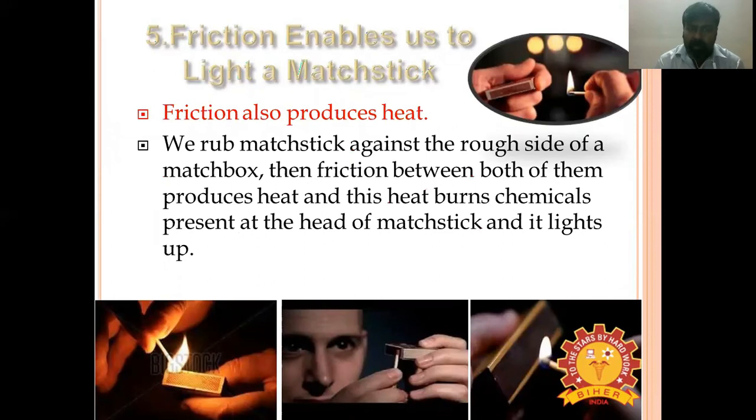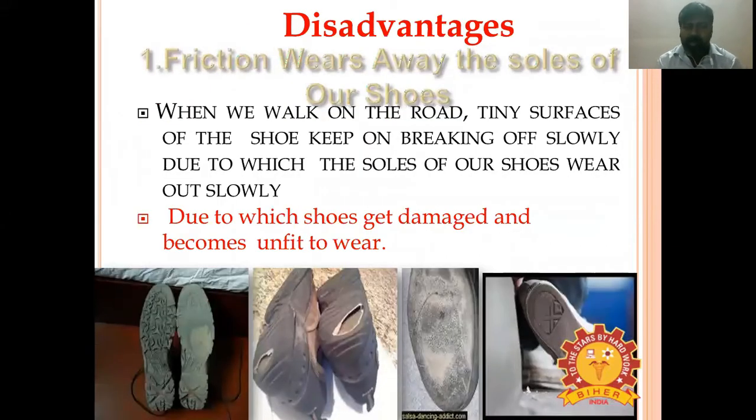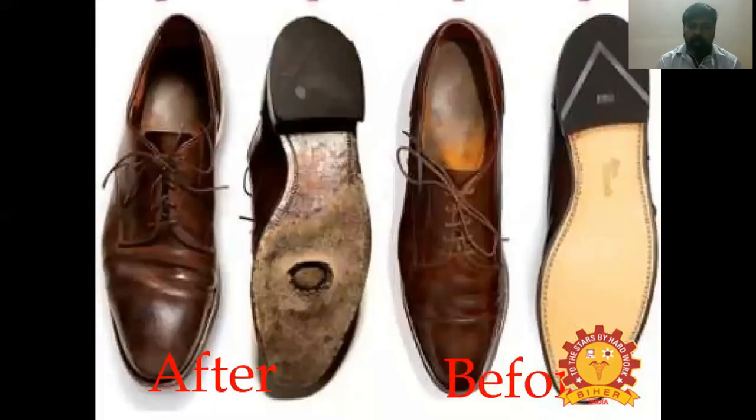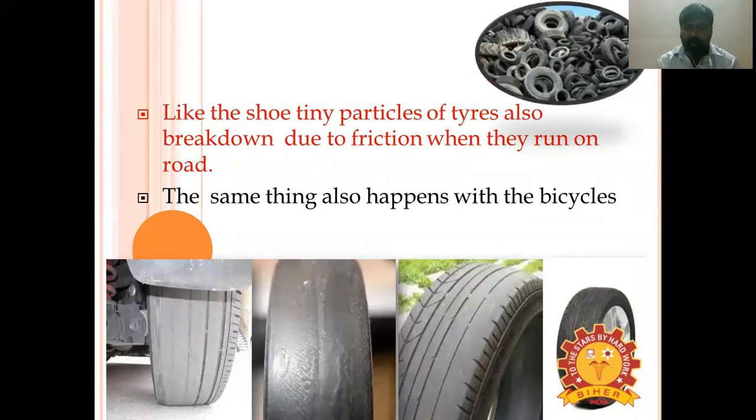Then friction enables us to light a matchstick, because friction also produces heat. It is a practical example. Now the disadvantages. Friction wears away the soles of our shoes, due to which shoes get damaged and become unfit to wear. Similarly, the same happens in bicycle tires. If there is no grip, they may be damaged easily.